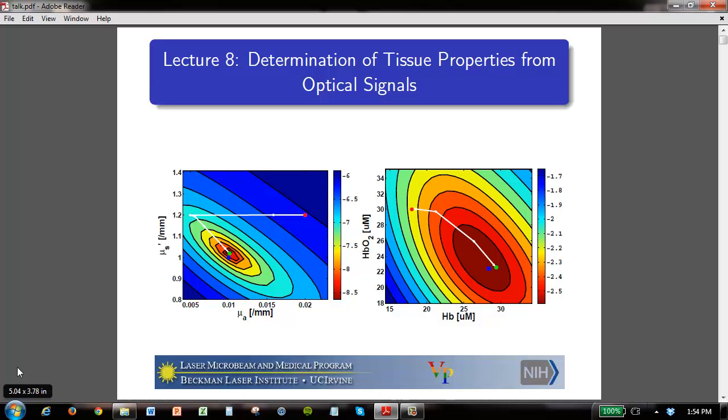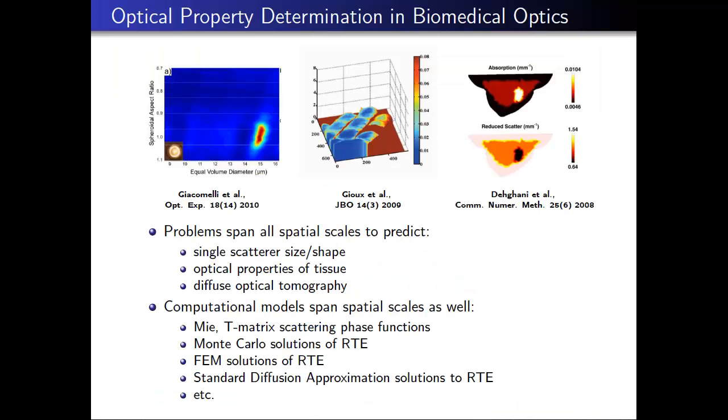So my presentation today is on the determination of tissue optical properties from optical signals. Optical property determination in biomedical optics spans several spatial scales. People are looking, like Giacomelli and Adam Wax's group, for the single scatter size and shape using Mie or T matrix scattering phase functions. So that's down at the cellular level.